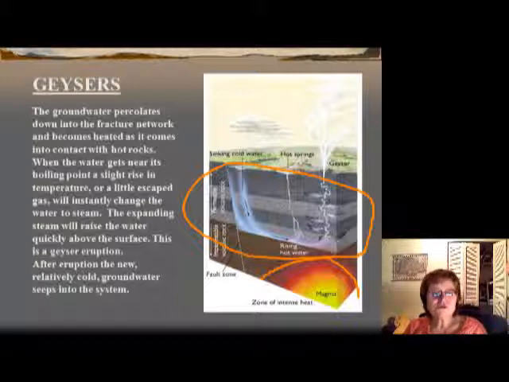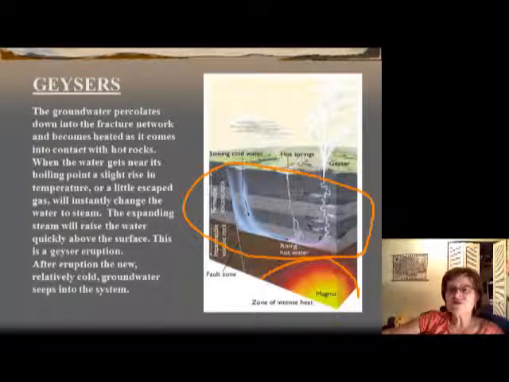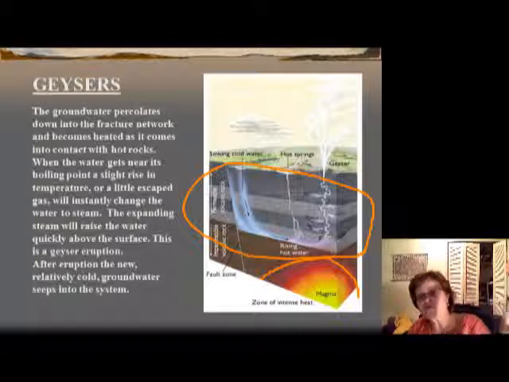After the eruption, new relatively cold groundwater seeps into the hole again, and it has to be heated up, and then it will erupt again. So geysers usually erupt very cyclically, like Old Faithful erupts every 60 minutes, and so on. Each geyser has its own timing, depending on how big the hole is. The bigger the hole, the less frequently the geyser erupts, because the water fills up the bigger hole and takes longer to heat up. So depending on the size of the hole, the cyclicity of the geysers changes.